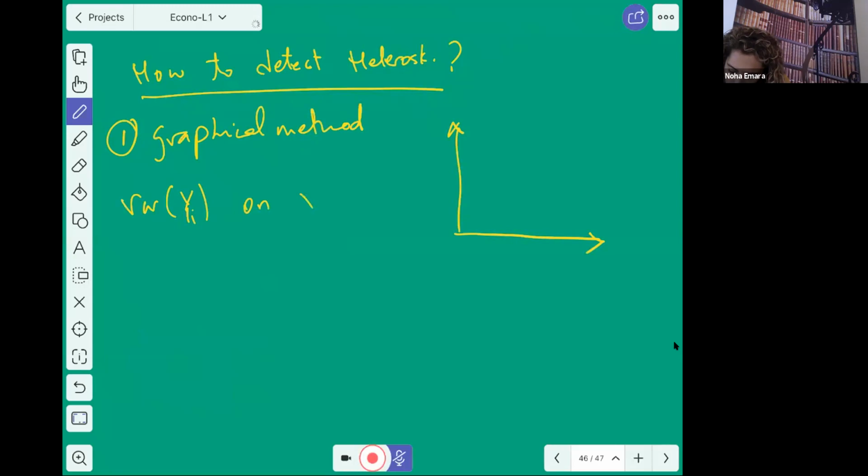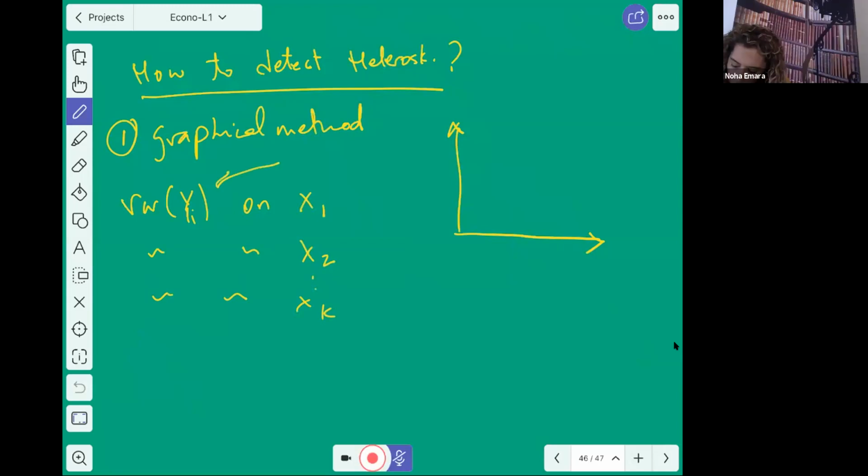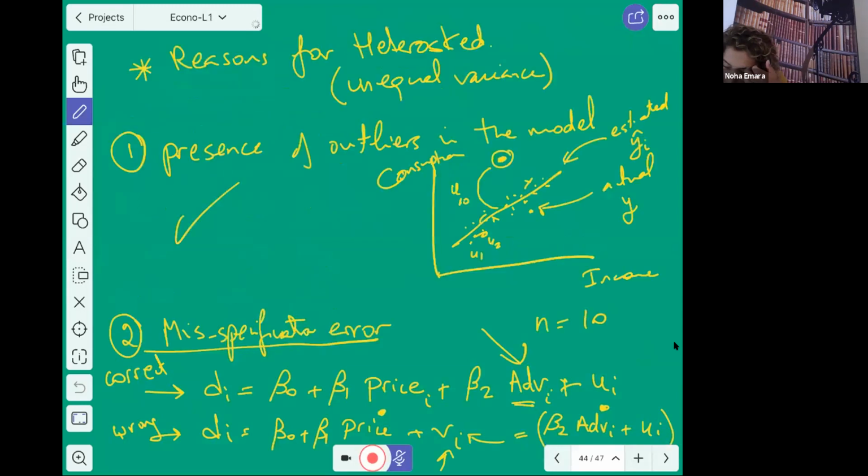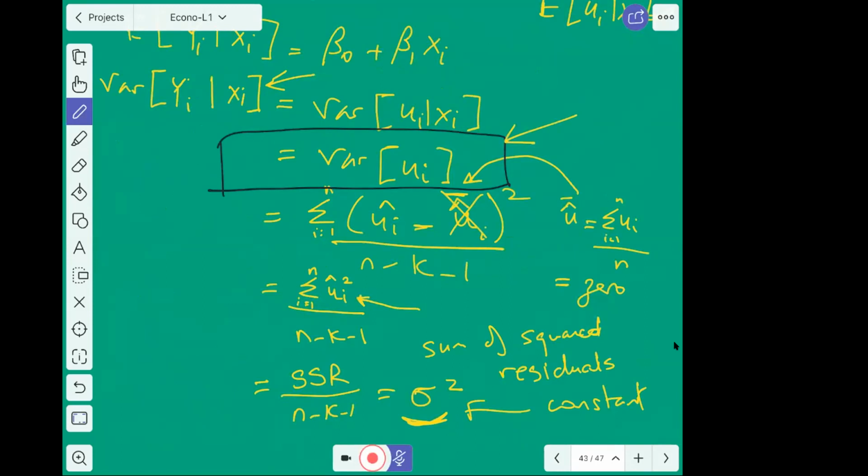Okay, so what you need to do is graph the variance of yi on x1, and then repeat the variance of yi on x2, and keep going up to xk. So if I have k x's, I'm going to have k graphs. Some people would use the variance of yi or the variance of ui because they are the same. If you go back to one of my slides, yes, here: the variance of ui conditioned on x ends up being the variance of the error term. So it's either or. You can use the variance of y or the variance of u.